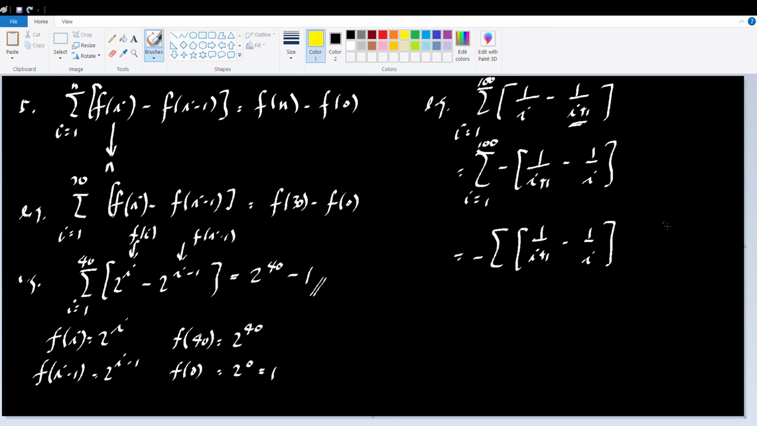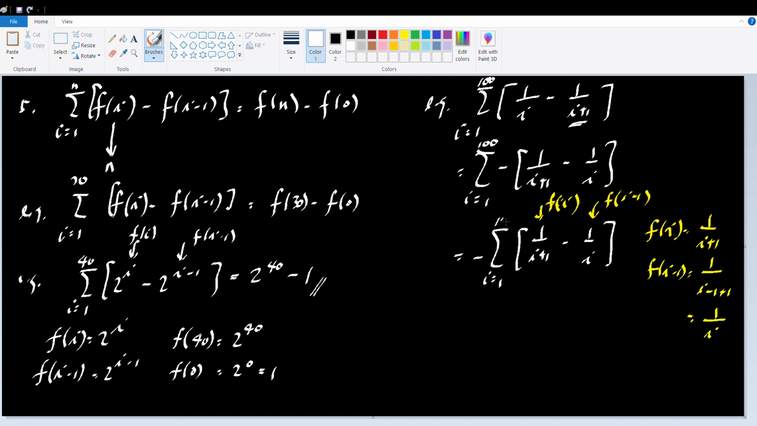So we shall now identify our f of I, which is 1 over I plus 1, and f of I minus 1 is 1 over I minus 1 plus 1, or 1 over I. Okay? So that will be correct. 1 over I will be your f of I minus 1, while 1 over I plus 1 is your f of I. Alright? I is from 1 to 100. So we solve for f of 100. That will be 1 over 100 plus 1, or 101. And f of 0, replace I by 0, 1 over 0 plus 1, or 1.